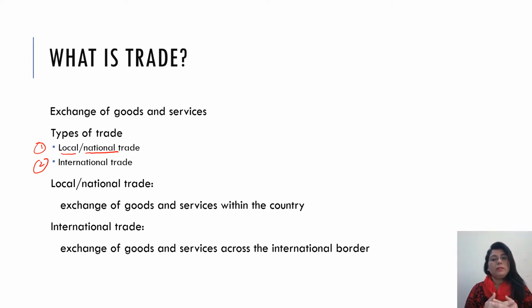The other is international trade. What is it? When we exchange goods and services across the international borders. For example, I am living in Pakistan and I import a Japanese car from Japan. Two countries are involved in this trade. That is called international trade.